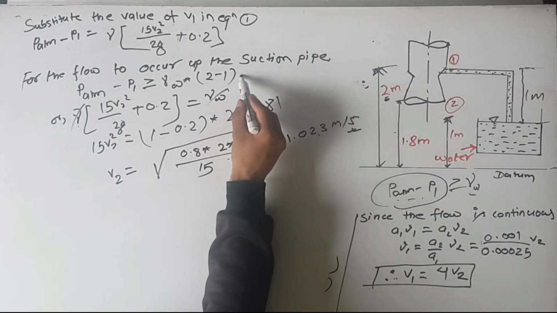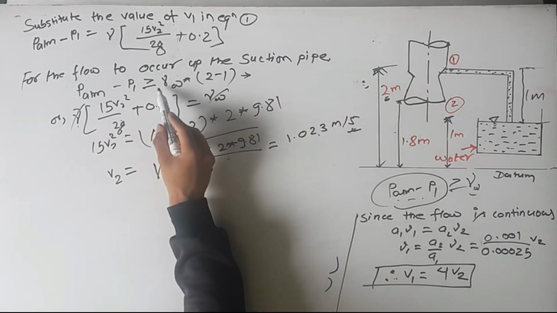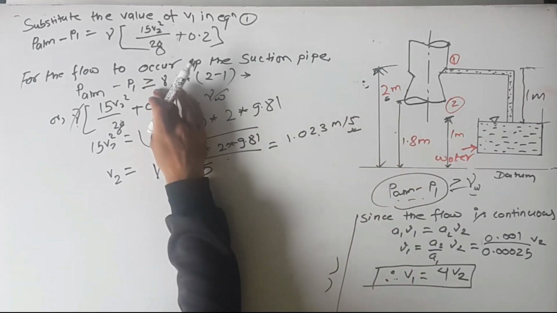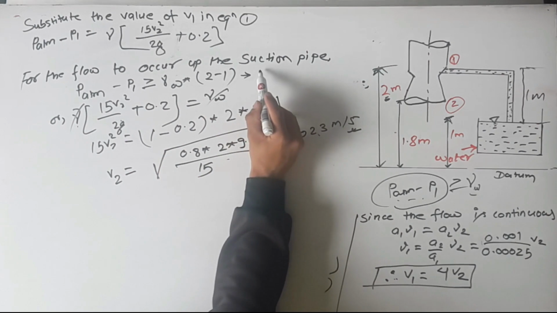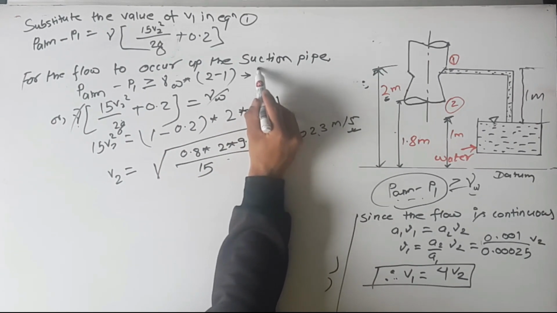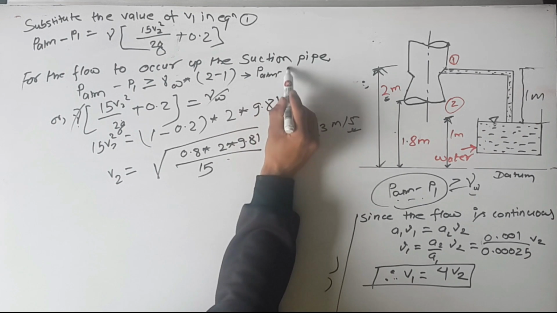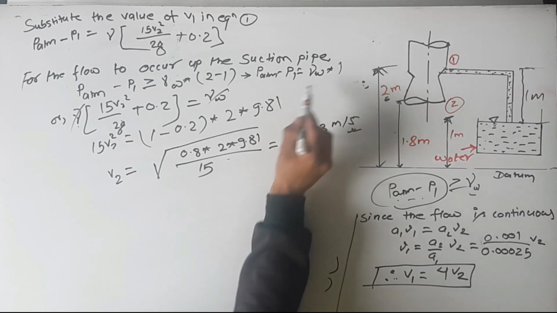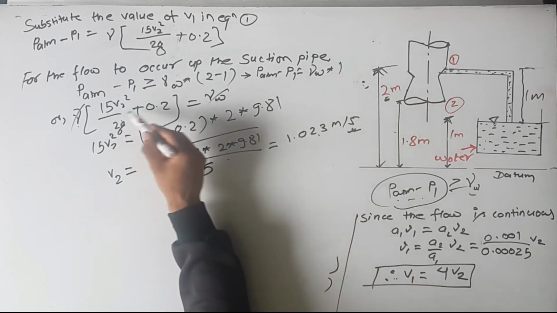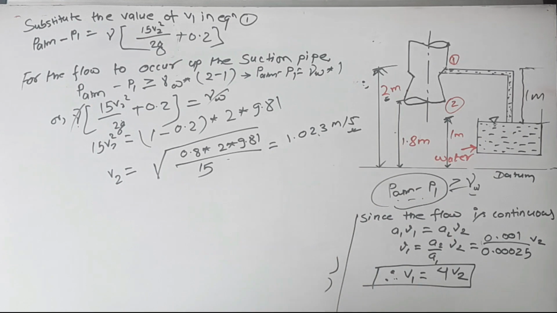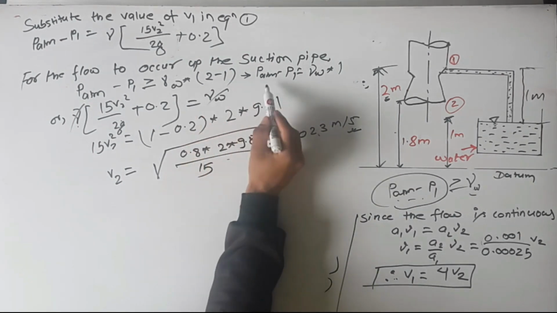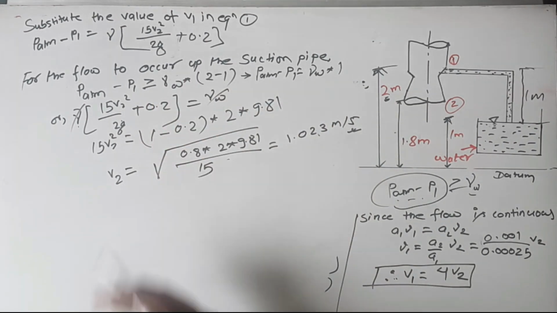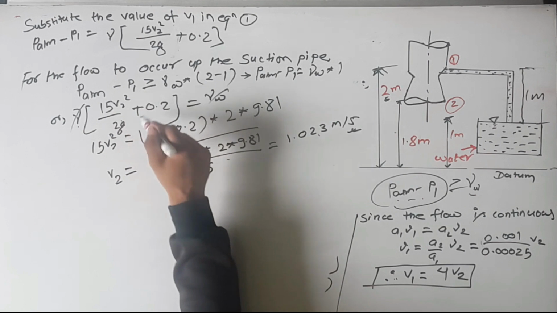Here we have to write one line: PATM minus P1 greater than this, then flow occurs. If just equal, then we have PATM minus P1 equal to gamma W into 1. The other process is the same here. We just have to make this equal for minimum flow, and the greater sign is introduced for maximum flow.